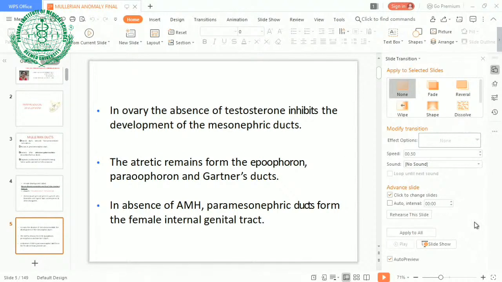In females, the absence of testosterone inhibits the development of mesonephric duct. The atretic part remains in the form of epoophoron, paroophoron, and Gartner's duct. In the absence of anti-Mullerian hormone, paramesonephric duct form the female internal genitalia.